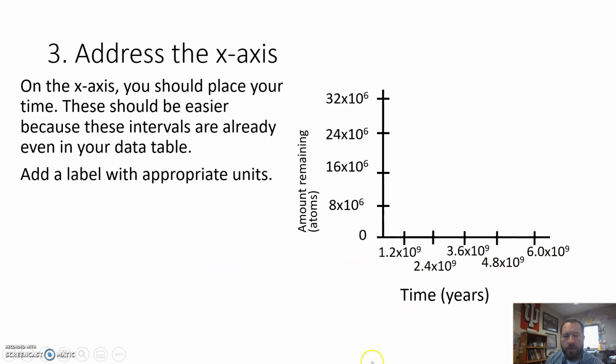Add your appropriate label with your units. Again, this time we're working with years. Could be working with seconds, could be working with minutes, could be working with hours. Watch that. Make sure you give it an appropriate amount of units.